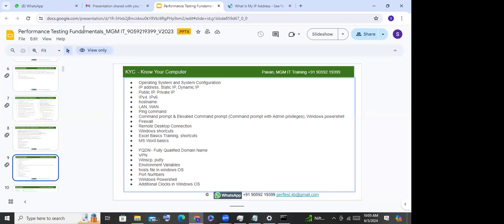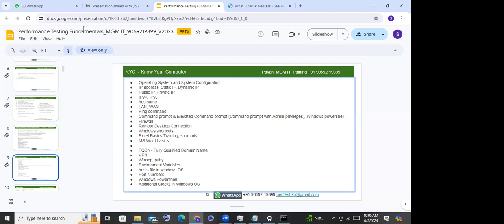A lot of people might reside in the same apartment building, but you would have different flat numbers. Similar to that, you would have the port number. Is that clear, guys? Okay, so that is about the host name and the IP address.